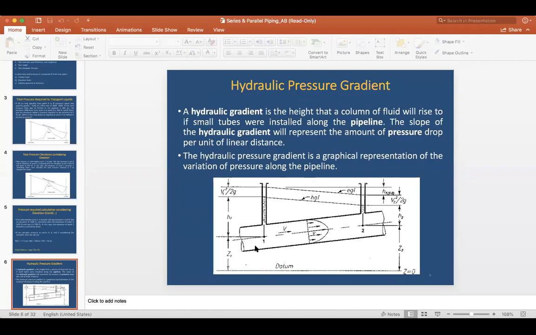You can see this figure that there's a pipeline, I mean piping system from down to up. And if you put two tubes in two portions, what you'll see is that the fluid inside the pipe will come up. Maybe in case of the down bottom, I mean down line, it will be high, and in the up, it will be lower. So if you draw a line from this point, this will be the pressure gradient. So hydraulic pressure gradient is the graphical representation of the variation of pressure along the pipeline.